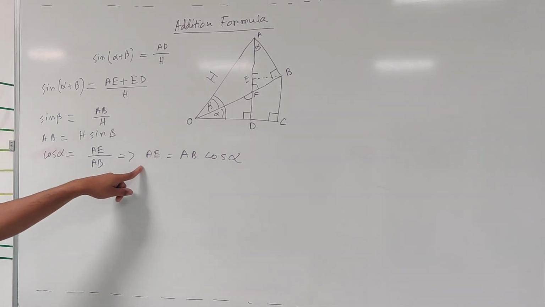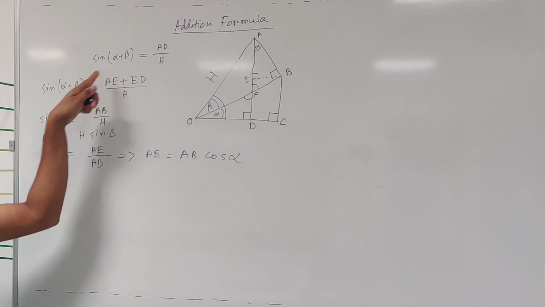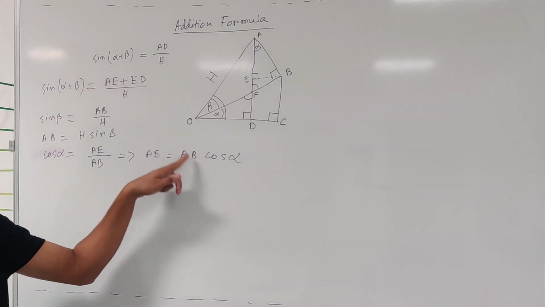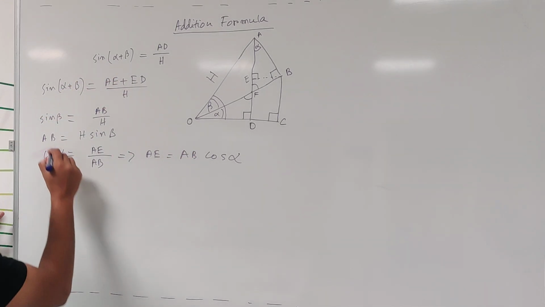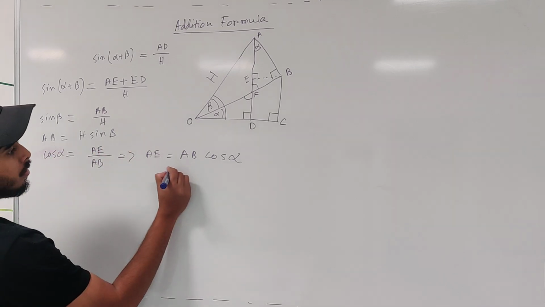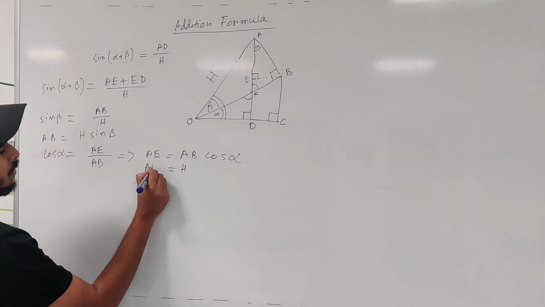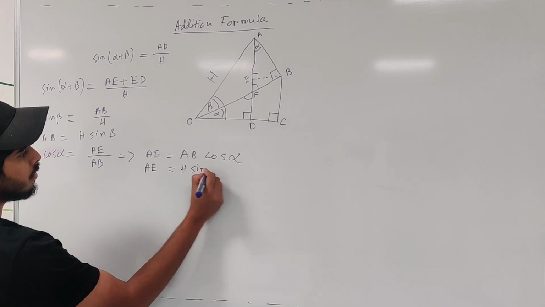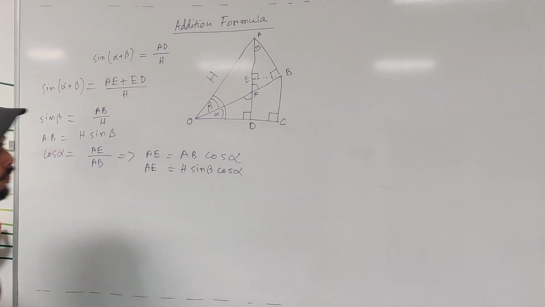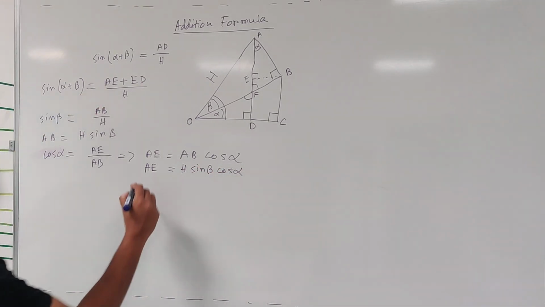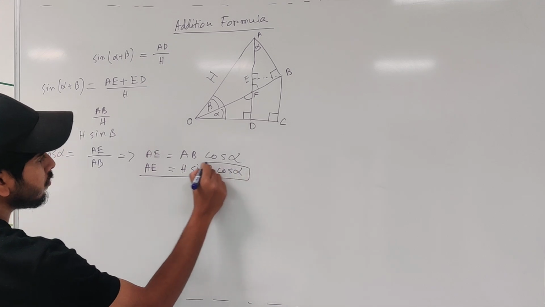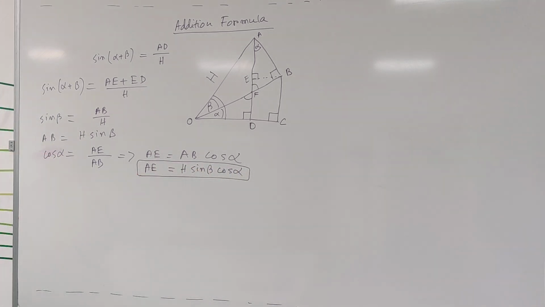I was after AE because we have AE here, but we have still got AB here. We want to get rid of AB. So use this. AB equals H sine beta. So AE is nothing but H sine beta cos alpha. So one of the parts we have already got in terms of known quantities.